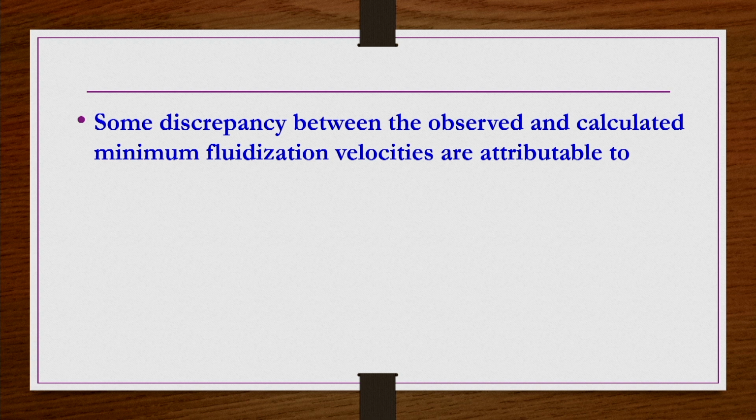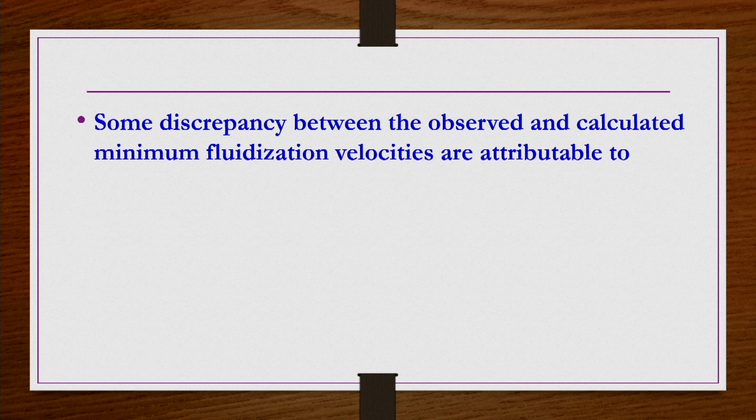Some of the discrepancies we have seen: the minimum fluidization velocity is not quite proportional to d_p squared. It is proportional to d_p to the power of slightly less than 2, and it is not quite inversely proportional to viscosity experimentally, whereas theoretically the minimum fluidization velocity is inversely proportional to the viscosity of the fluid. Such kinds of discrepancies may be there.